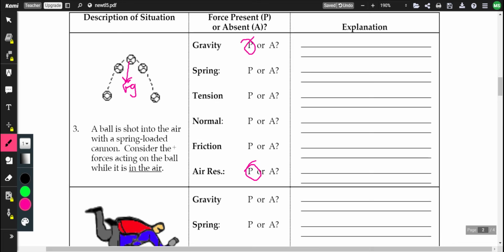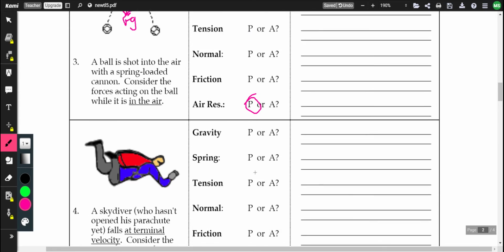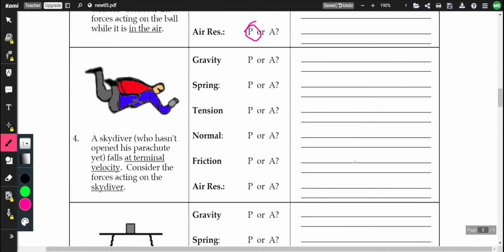And depending on what direction it's going, I actually don't want to put an arrow yet for air resistance because it could be acting against it horizontally and maybe vertically as well. But we do know because it's moving in the air, there is air resistance acting on that ball. Let's go ahead and try this one.